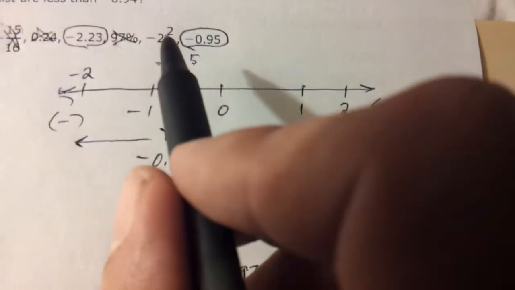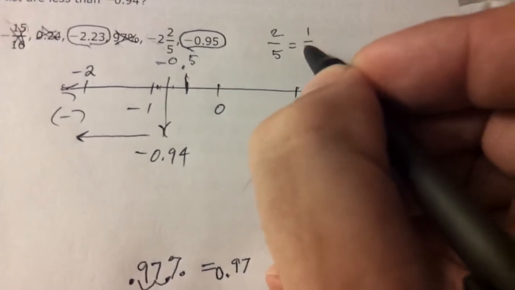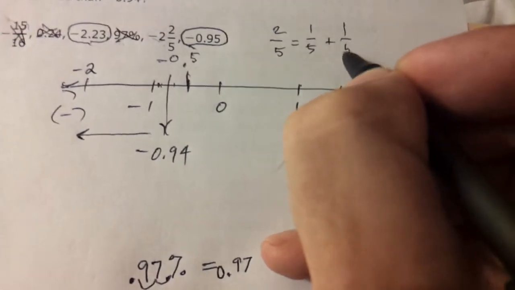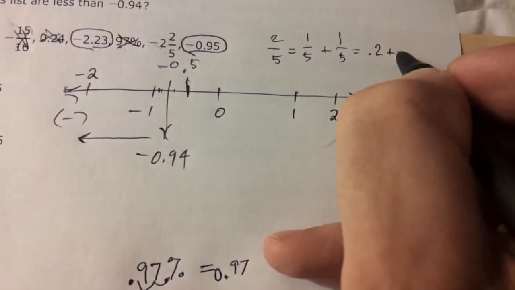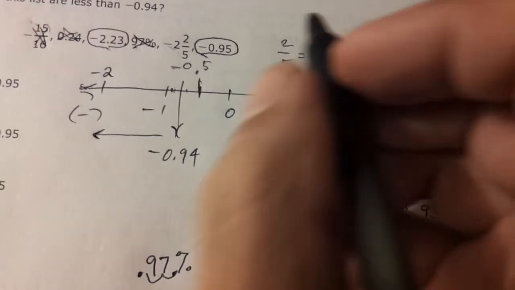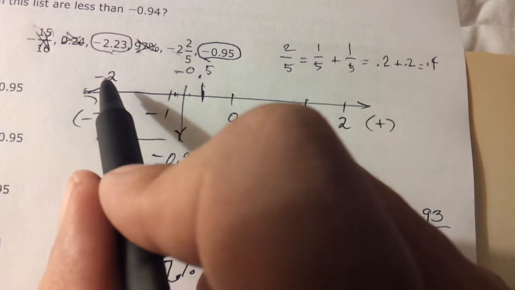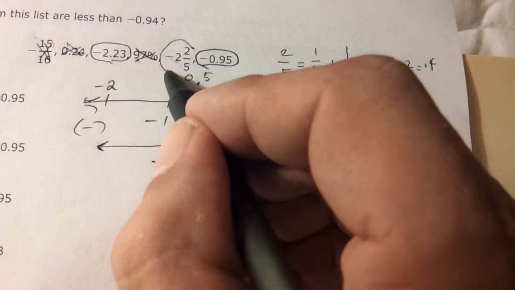Now let's take a look at negative 2 and 2/5. This one we could have taken care of right at the start, because it has a whole number of 2 and 2/5. 2/5 is one of those decimals that you should just know offhand. 2/5 is equal to 1/5 plus 1/5, which is equal to 0.2 plus 0.2. You should just have that one memorized, which is equal to 0.4. So this is 2.4. You know that negative 2 is here, and negative 2.4 is even farther than that, so that definitely fits too.